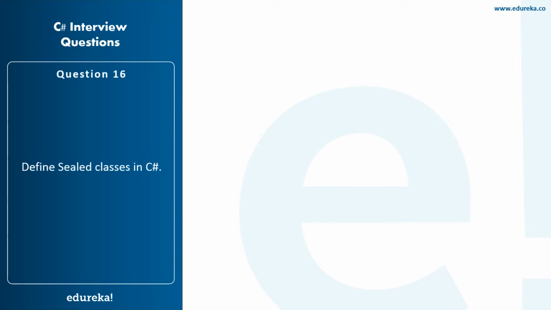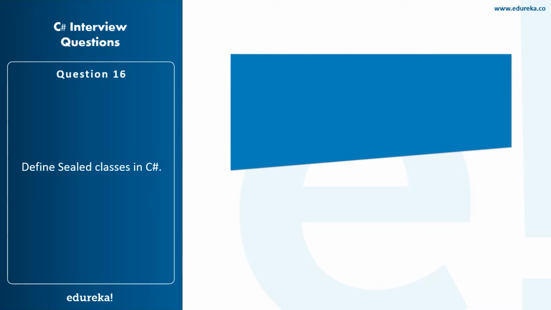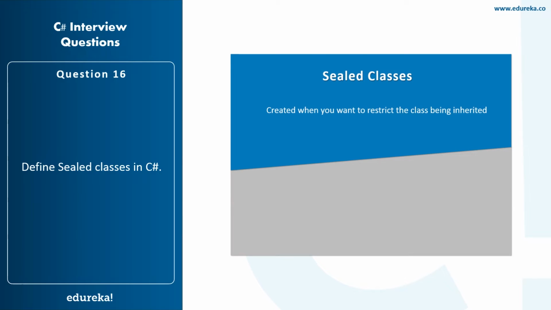I'll move on to the next question, which says define sealed classes in C#. So the answer to this question is, you create sealed classes in situations when you want to restrict the class from being inherited. For doing this, you basically make use of the sealed modifier. And if you forcefully specify a sealed class as a base class, then a compilation error occurs.